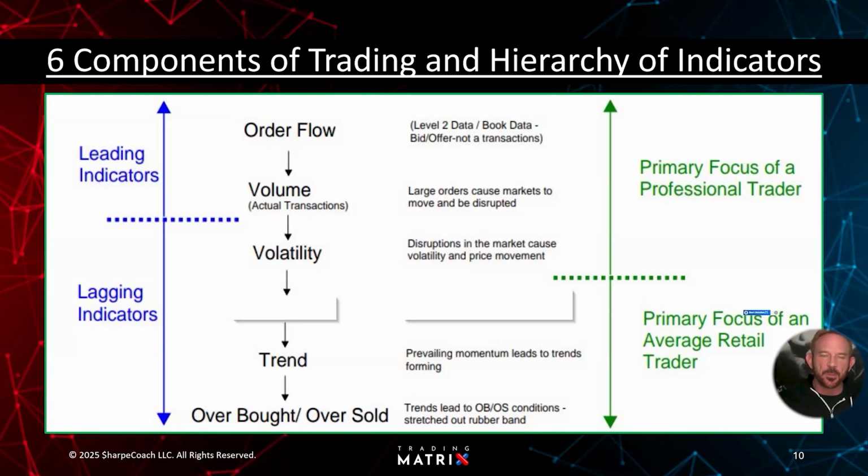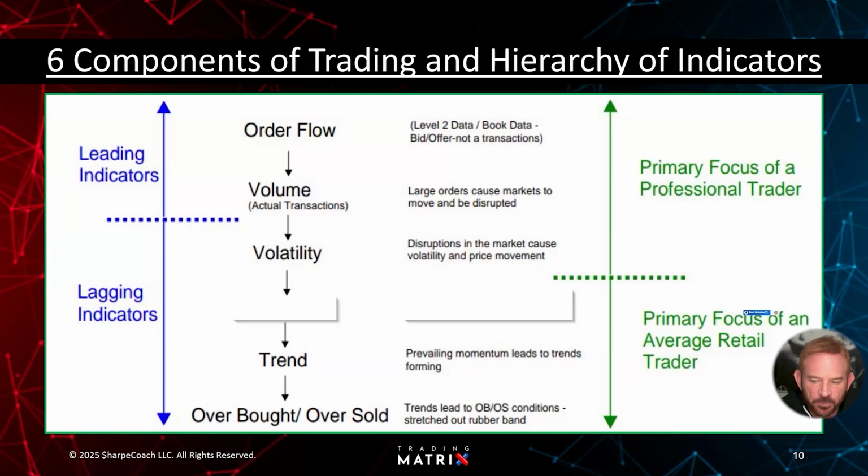So there's 6 components that sit inside this hierarchy. I want you to notice there's a dotted line right here. Anything above the dotted line is a leading indicator. This is something that leads the market, that you can see happening and you can make decisions right now. Everything below the dotted line is lagging. It's derived from what's above.